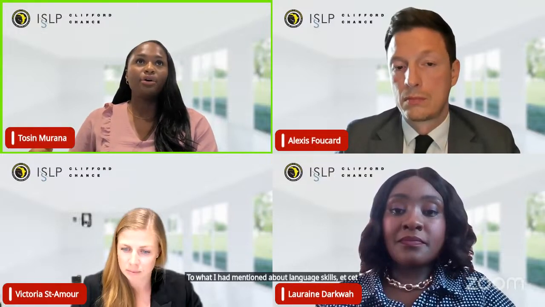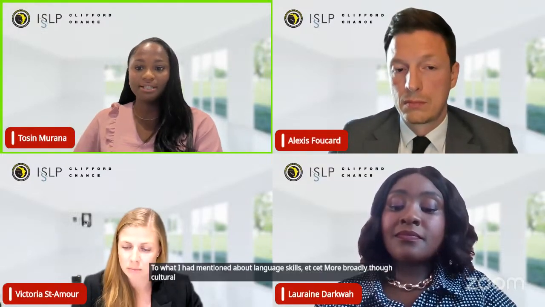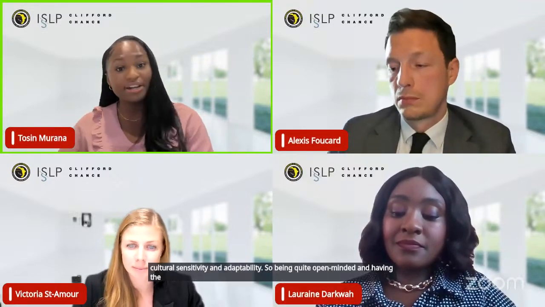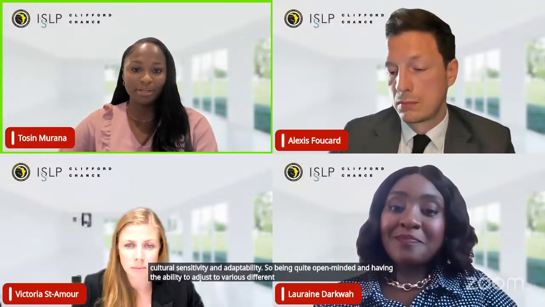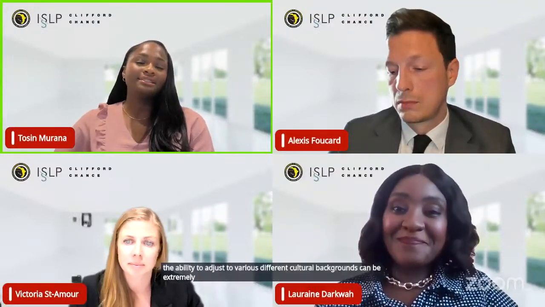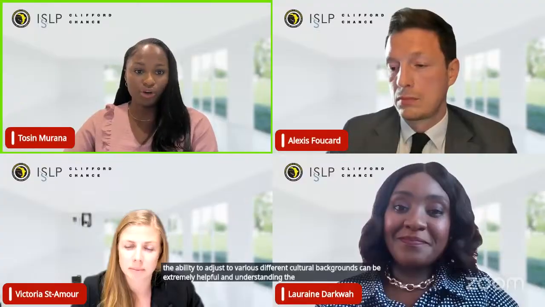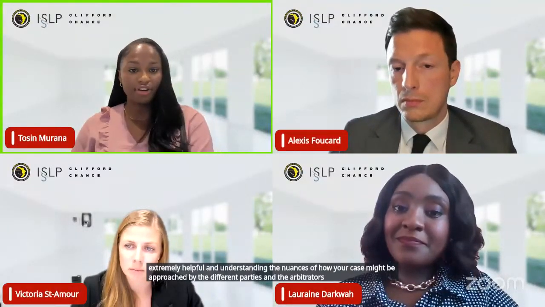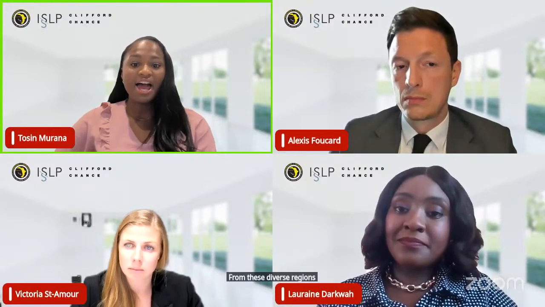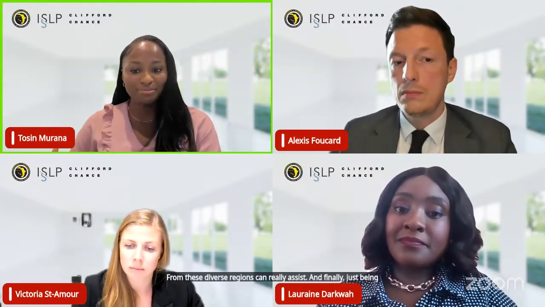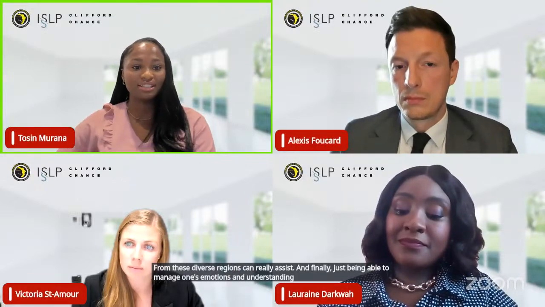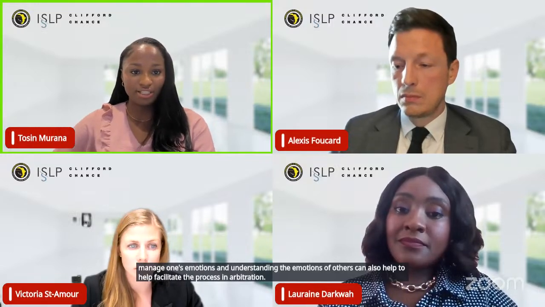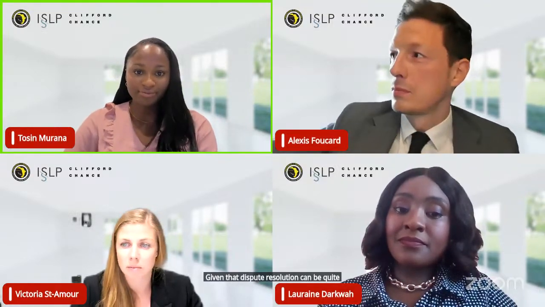More broadly, though, cultural sensitivity and adaptability. So being quite open-minded and having the ability to adjust to various different cultural backgrounds can be extremely helpful, and understanding the nuances of how your case might be approached by the different parties and the arbitrators from these diverse regions can really assist. And finally, just being able to manage one's emotions and understanding the emotions of others can also help facilitate the process in the arbitration, given that dispute resolution can be quite adversarial.